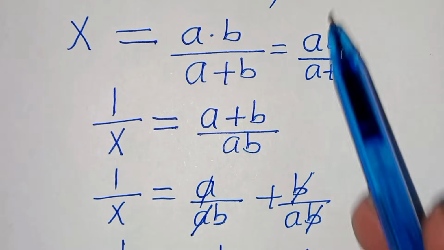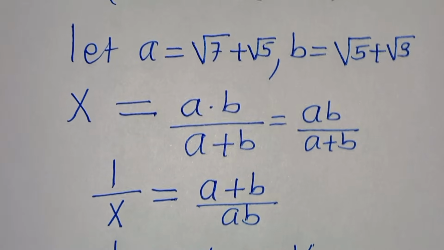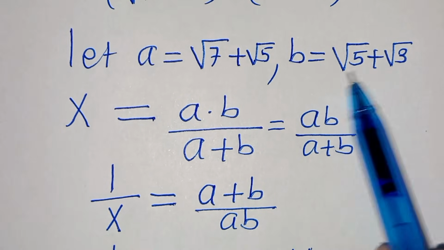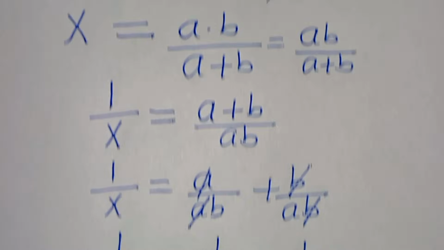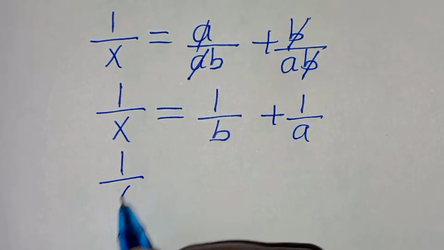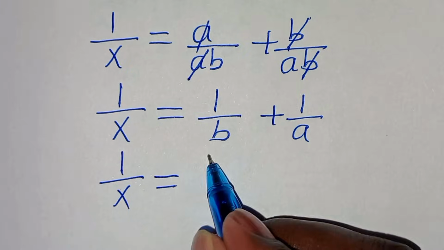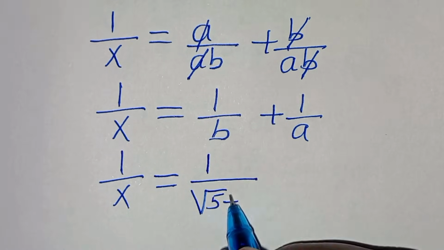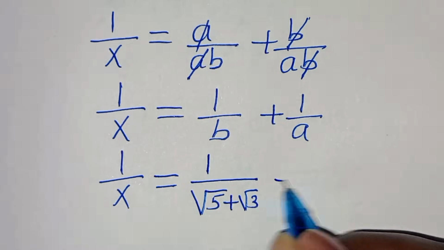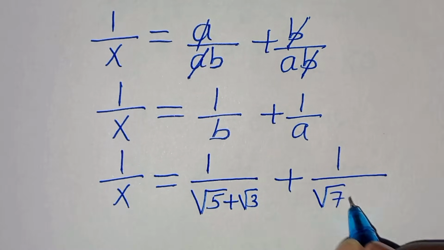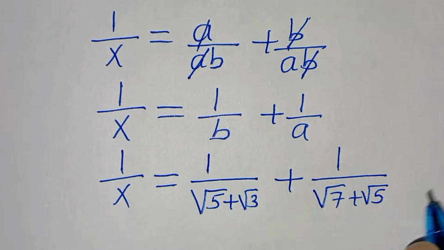So we have a and b here. Let's substitute a with square root of 7 plus square root of 5, and b with square root of 5 plus square root of 3. So that now, here we have 1 over x. This is equal to 1 over square root of 5 plus square root of 3, then plus 1 over a, which is square root of 7 plus square root of 5.